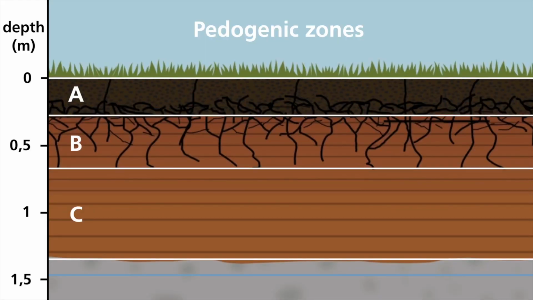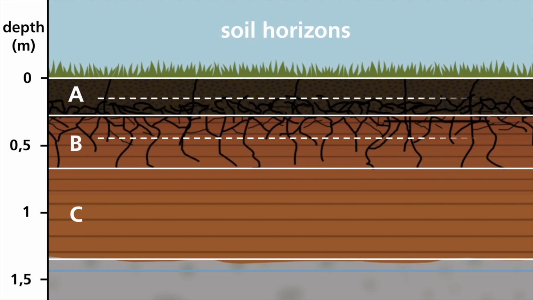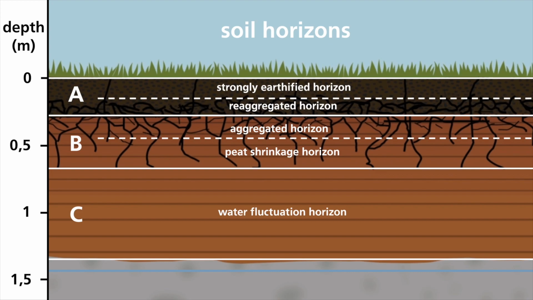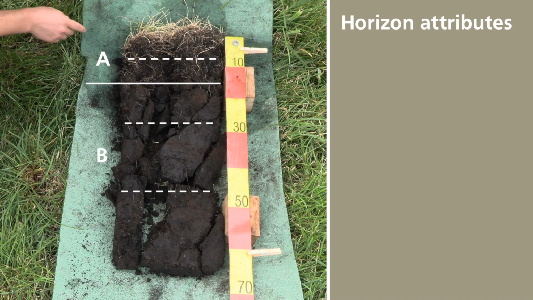The pedogenic zones have already been identified. These can be divided further into horizons, whose names describe the dominant soil forming process. Each pedogenic zone has at least one, but often several horizons. Horizons can be recognized using several characteristics. These are recorded as horizon attributes.